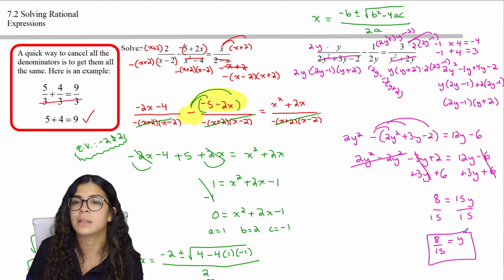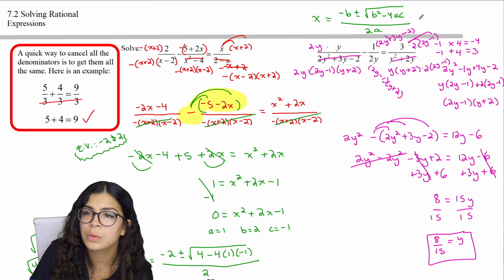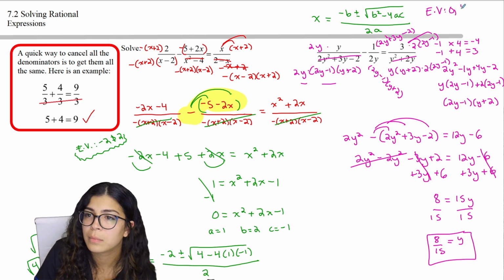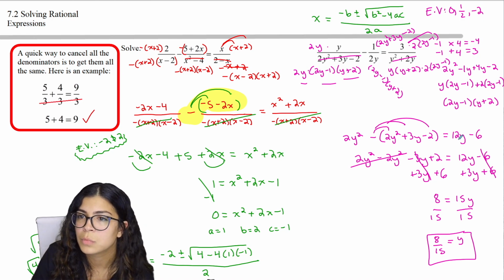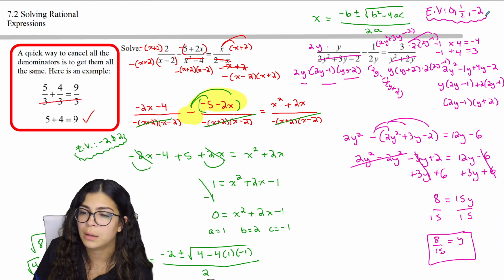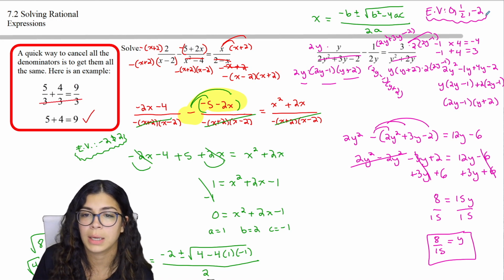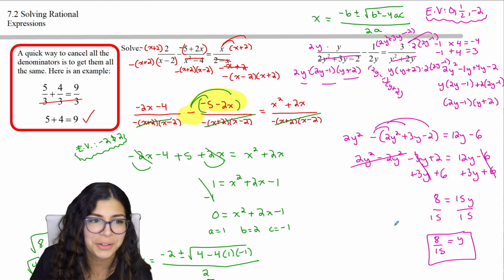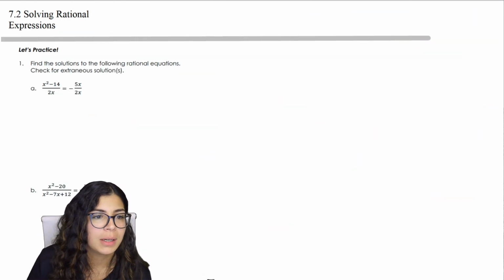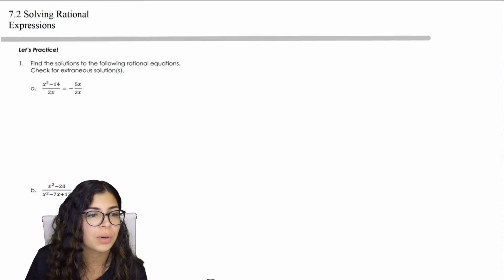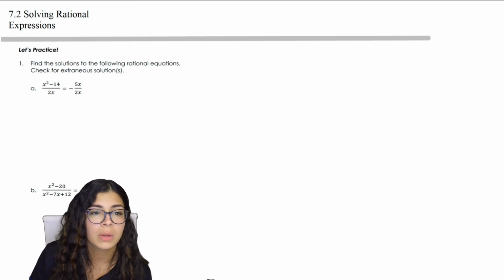Now, before I completely think that that's my answer, let's look back. Our excluded values are 0, 1/2, and negative 2. So my solution is 8 over 15, so that solution is good, and I'm done. Okie dokie. So I actually want to do a couple more examples, and then you can try a couple on your own.